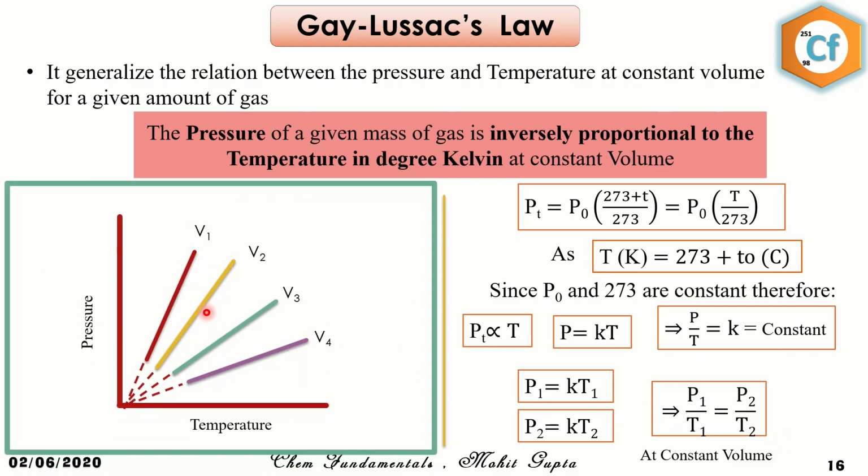Now if I make a graph between pressure and temperature, I have taken temperature on the x-axis and pressure on the y-axis. In that case, this graph is known as an isochore because it is at constant volume. I have taken four different volumes and all are passing through the origin.